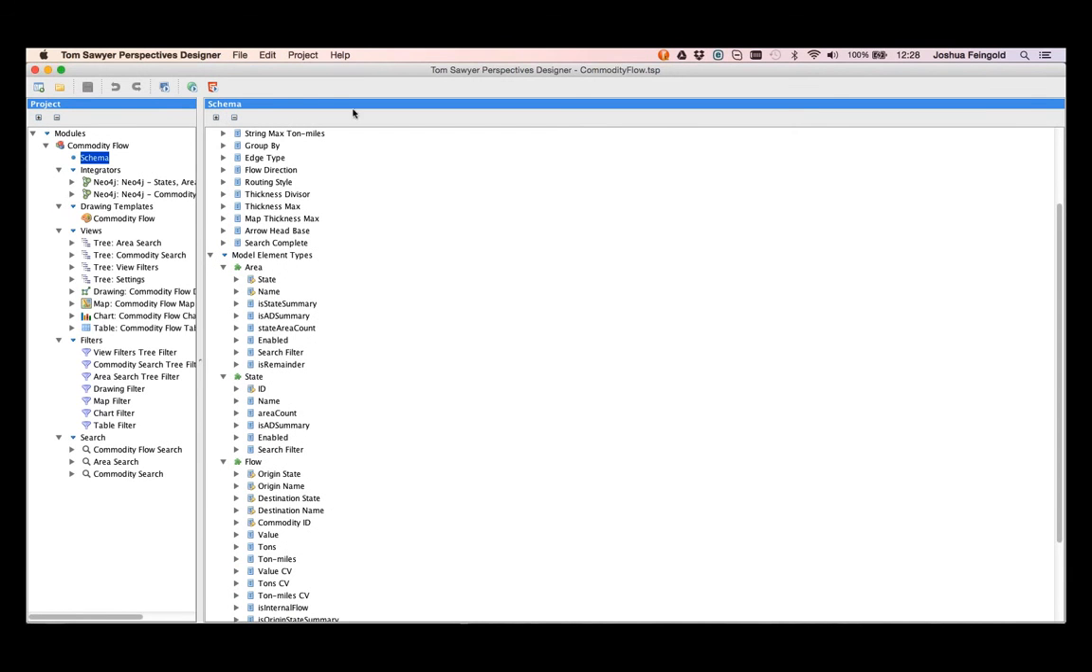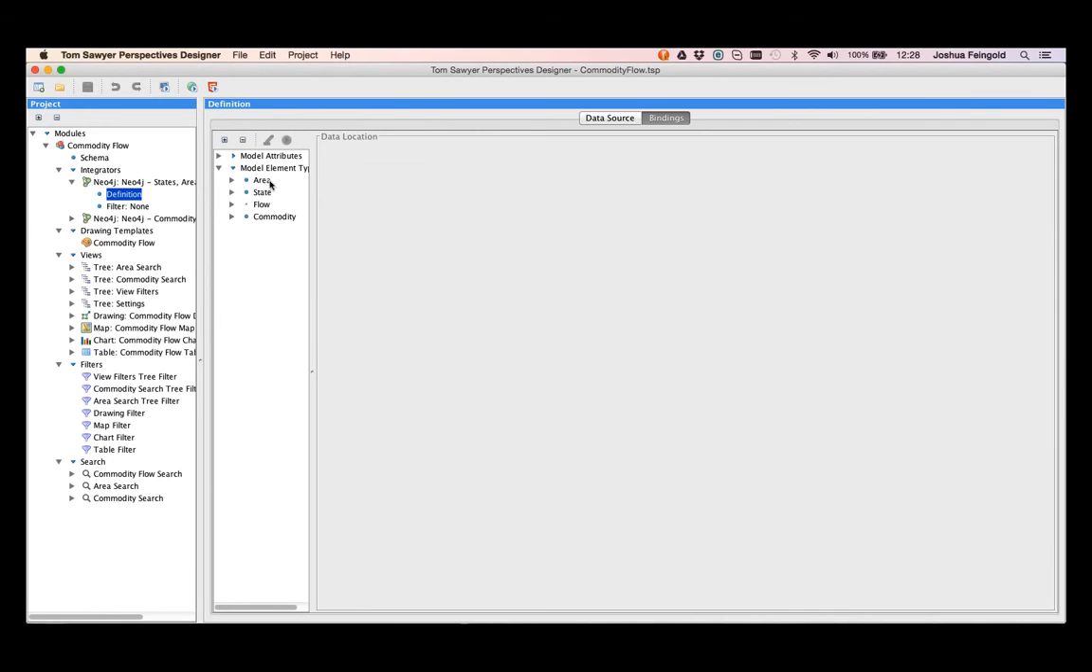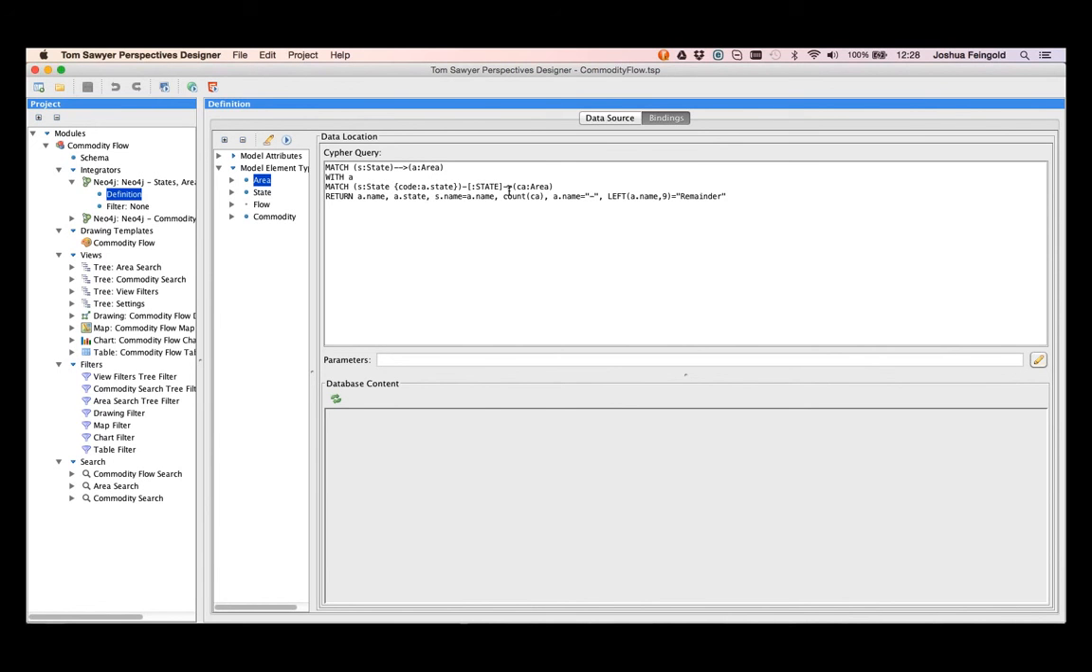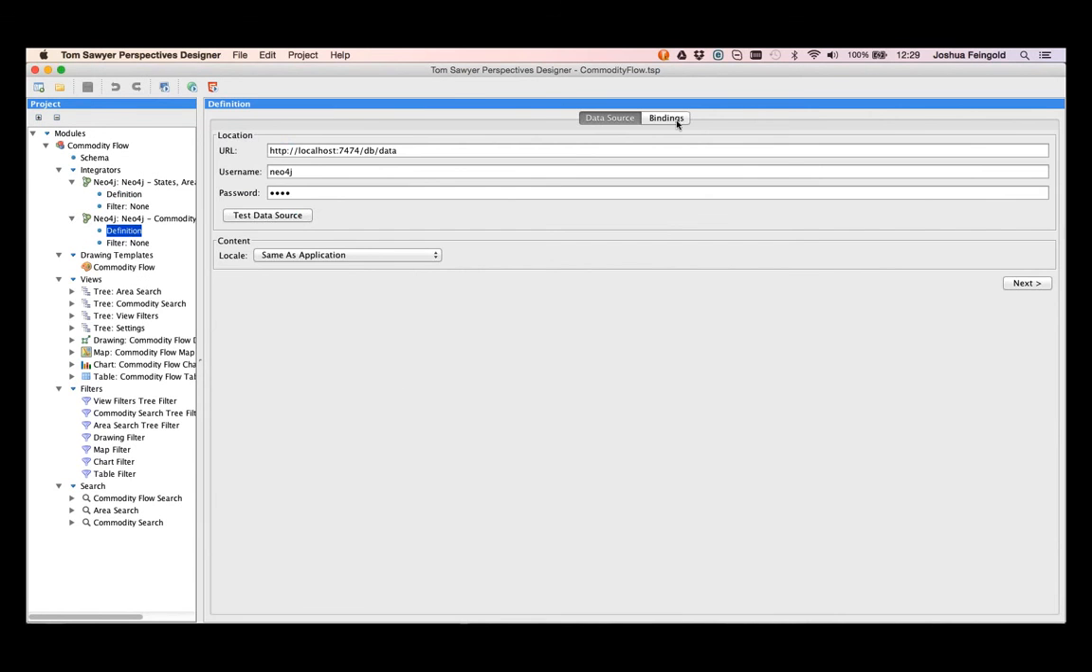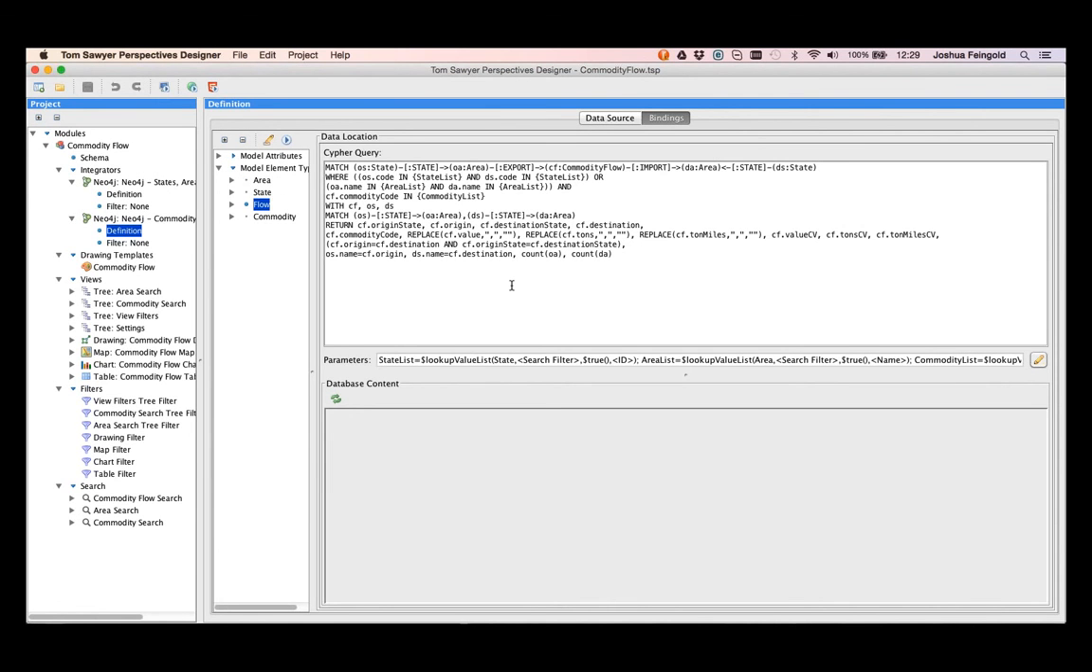So we have model element types. There are areas, states, flows, and commodities. We have some additional metadata attributes that are going to be derived from the subset that we take. And here we have some Neo4j queries. Here is a lookup for all of the areas. Here's a lookup for states, and here's a lookup for all the commodities that exist, right? These are all very easy, and these are the types of queries that would be relatively easy to write, even against a SQL database.